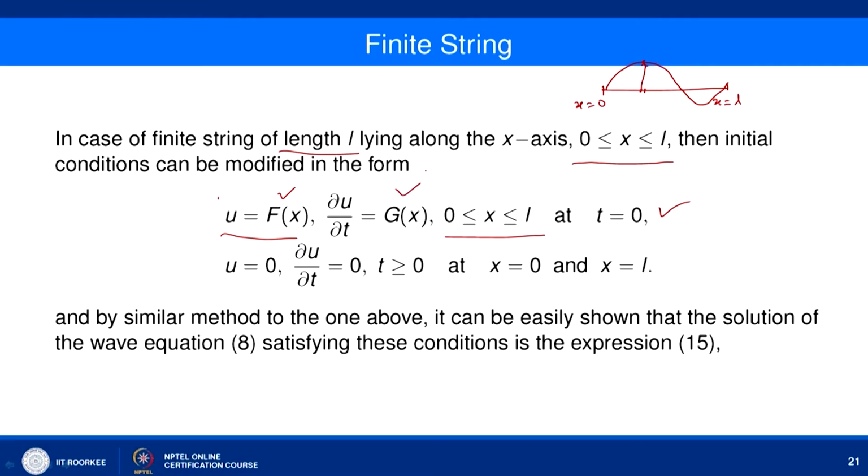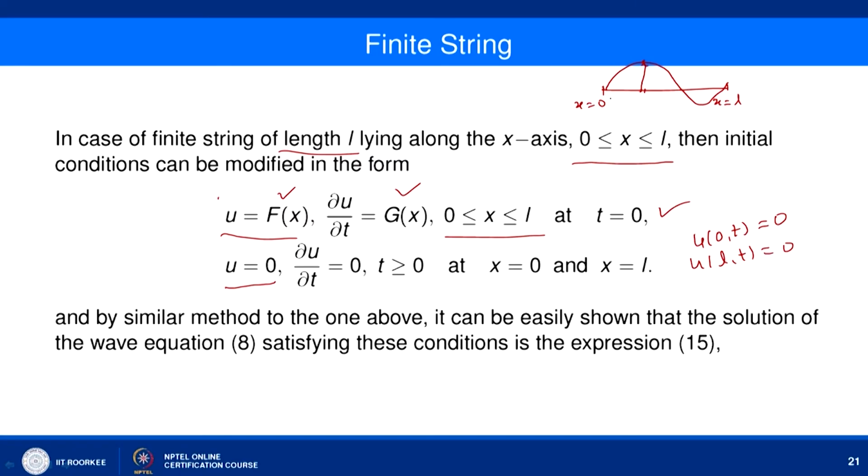Now, since we assume that both the ends are fixed right now for this particular problem, it means that u(0,t) is equal to 0 and u(L,t) is equal to 0 here.